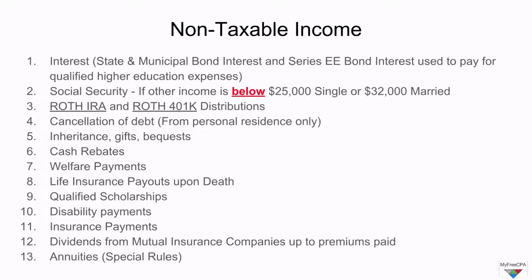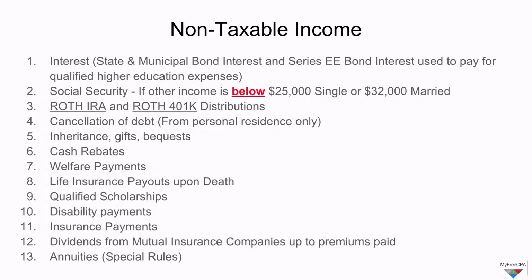Same thing with town. Now, if you bought state bonds, the interest on those state bonds is going to be taxable on your state, but not your federal. Your municipal bonds are not taxable on your federal or your state. In addition, Series EE bonds, when the interest is cashed in and the interest is used to pay for qualified higher education expenses, those are not taxable interest either.